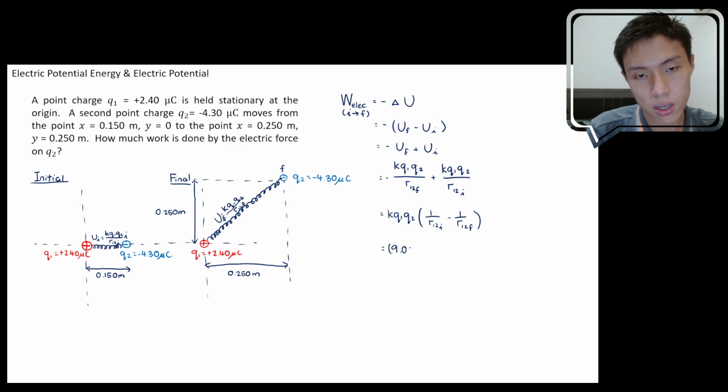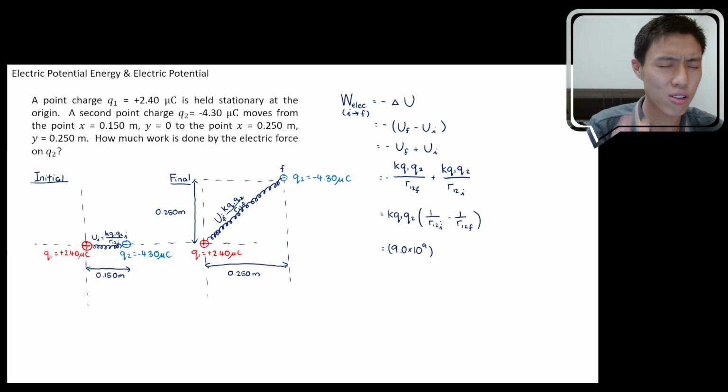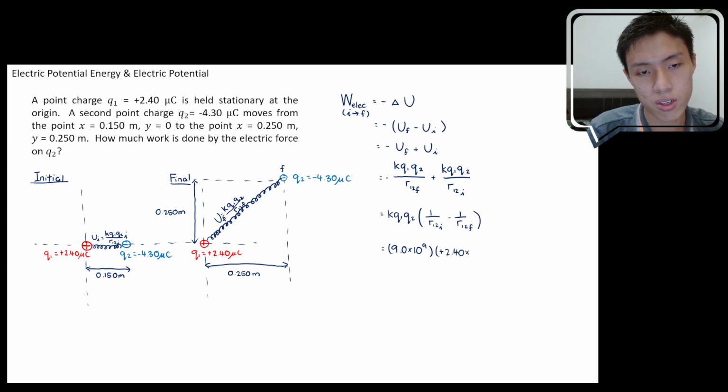So this constant of proportionality, 9 times 10 to the power of 9. Q1 is positively charged, so positive 2.4 microcoulomb. Substitute in the positive sign as well. Q2 is negative 4.3, so we substitute in negative 4.3 times 10 to the power negative 6. So K Q1 Q2 is substituted in.